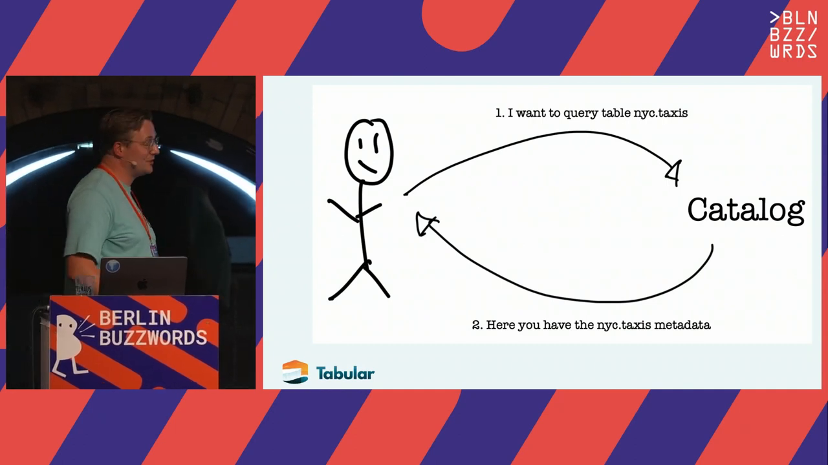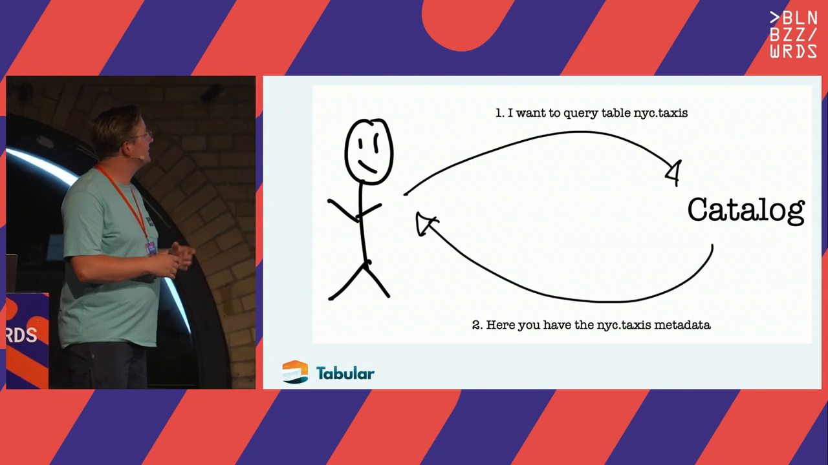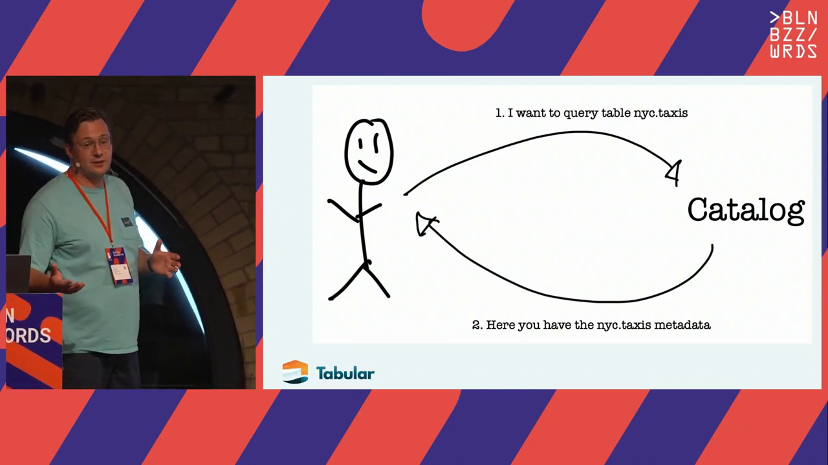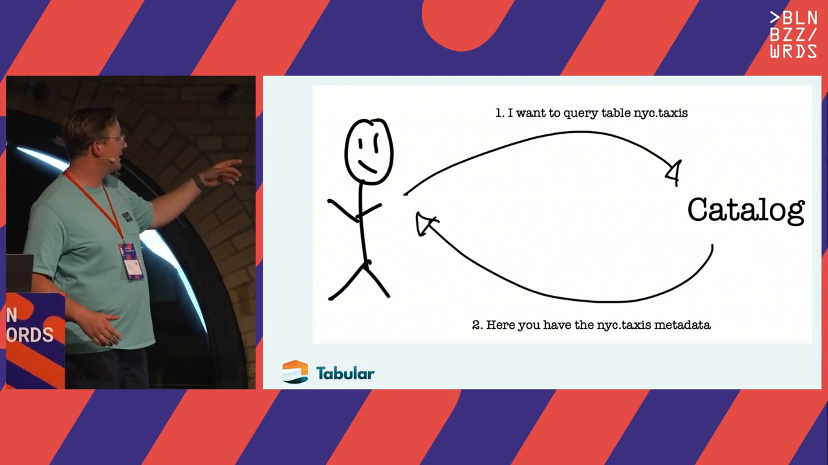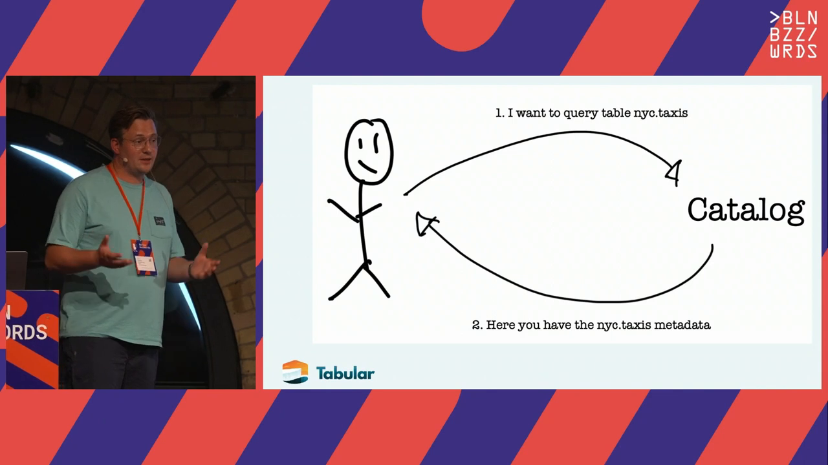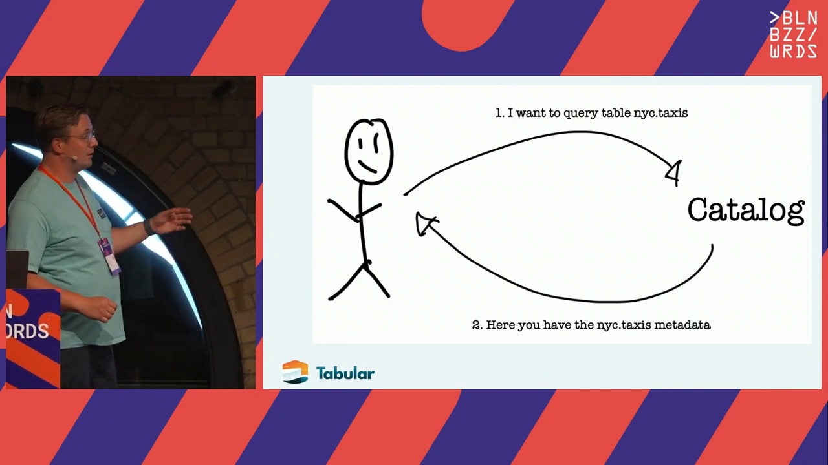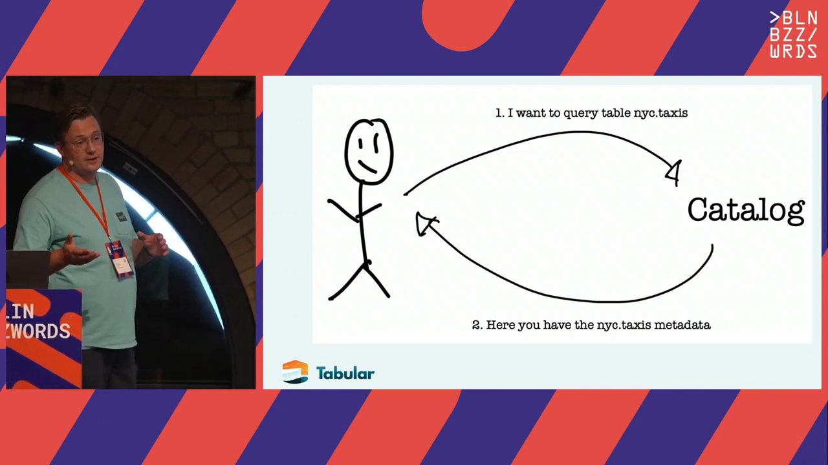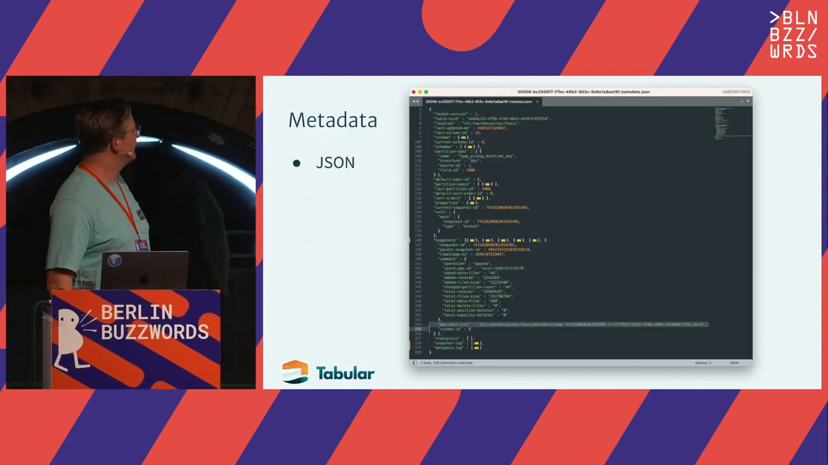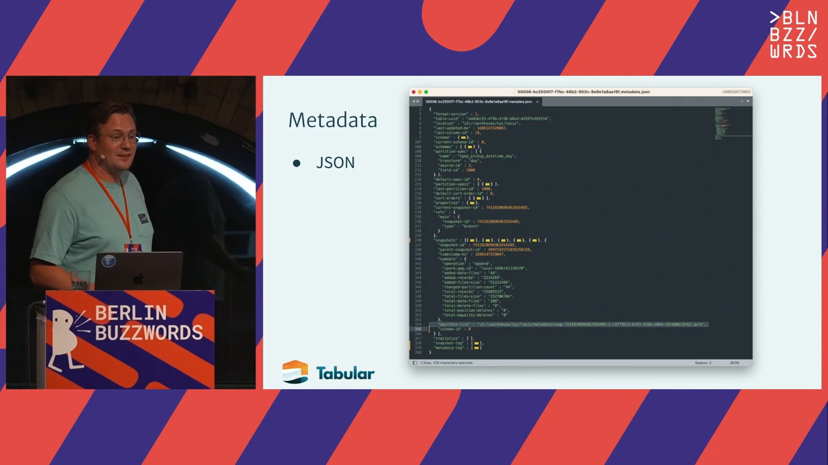First step, we say we want to create the table New York City taxis. We go to the catalog. At the catalog, if you're using the REST catalog, you get the JSON directly. And if you use, for example, the Hive or the Glue or any other catalogs and many implementations that are compatible, you get a link to an S3 where the JSON resides. This is your first entry point of the Iceberg table.